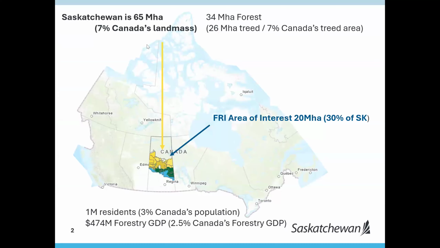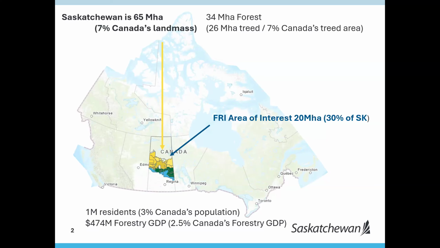So for those of you who are perhaps unfamiliar with our little trapezoid, Saskatchewan's a province of about 65 million hectares, just west of the center of the country. We represent about 7% of Canada's landmass. And contrary to what you might see when you're visiting Saskatoon or Regina, over half the province is forested. This represents about 7% of Canada's treed area. So we're right on average, 7% of the land, 7% of the forest, right in the middle of the pack when it comes to forest land per square kilometer.